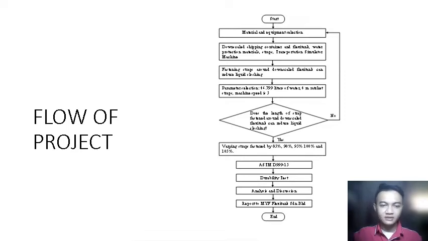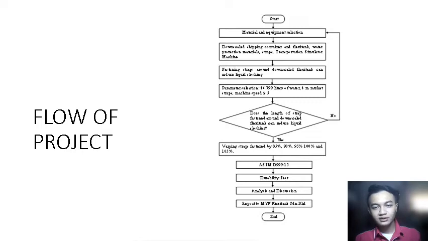So this is the flow project as shown in the flow chart. The project will begin with material and equipment selection, and then downscale shipping container and downscale flexi tank, water protection materials, straps, and transportation simulator machine will be prepared. Fastening straps around the downscale flexi tank can reduce liquid sloshing.